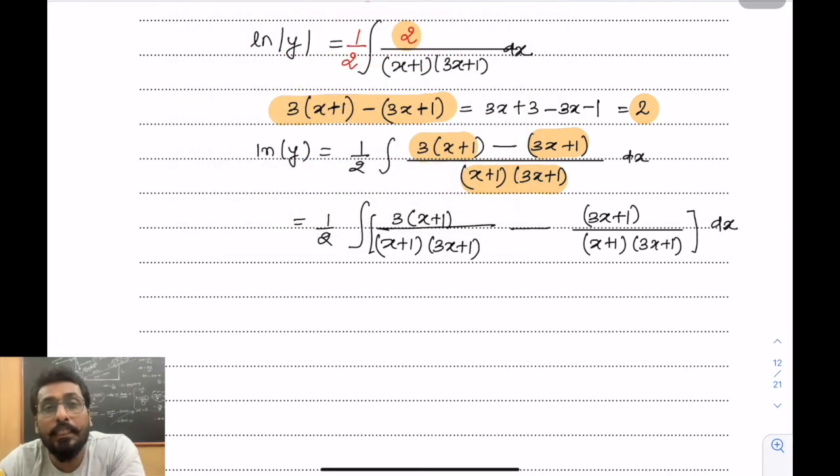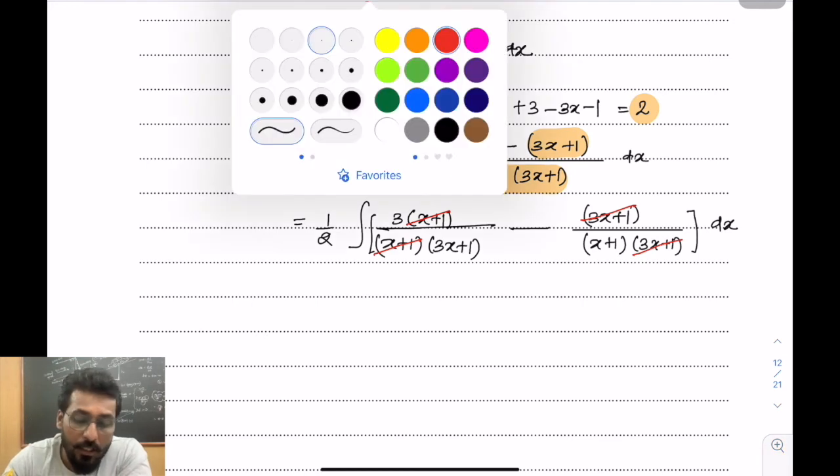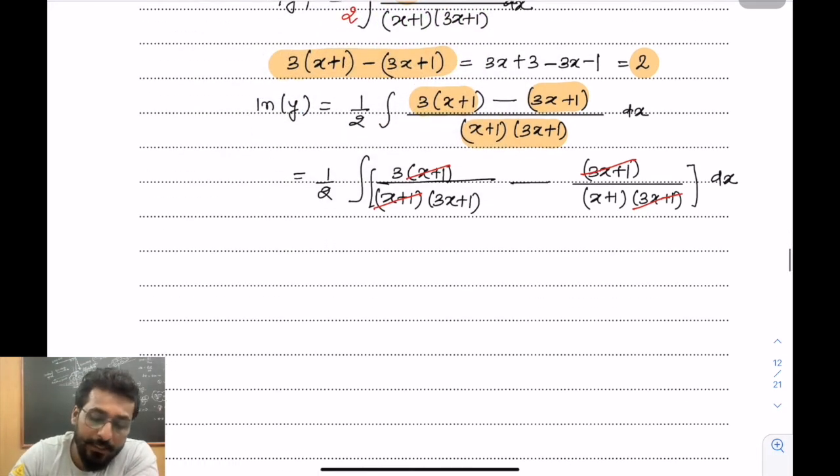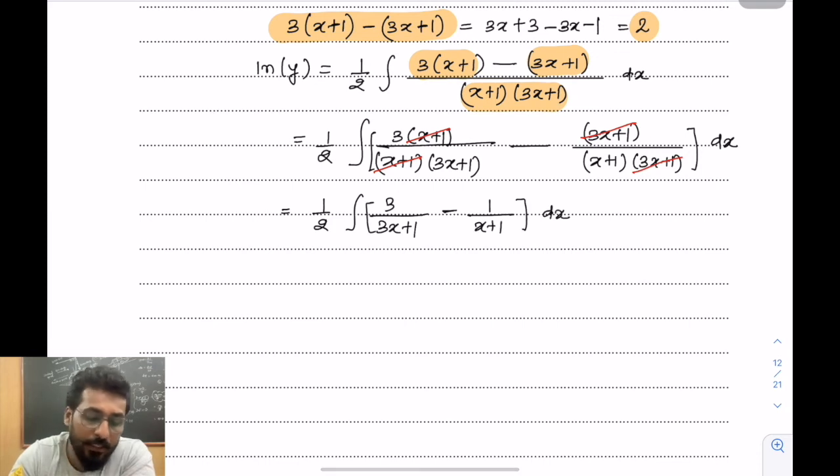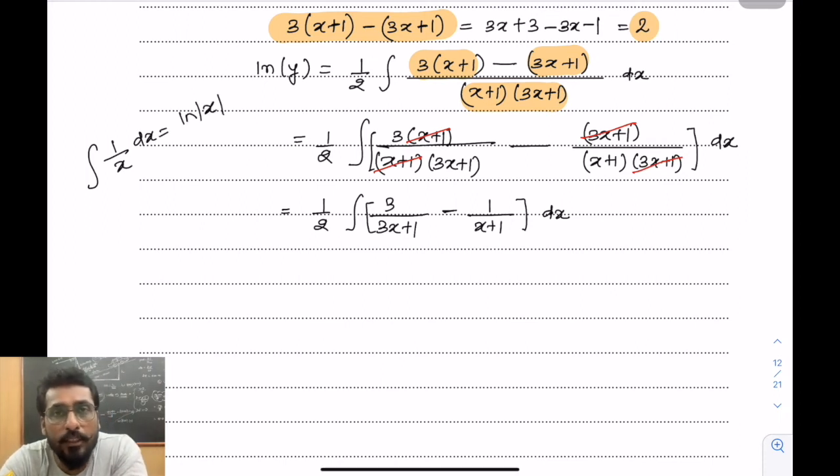So you are going to see similar terms in the numerator and the denominator. There is x plus 1 and x plus 1, that will get cancelled. There is 3x plus 1 and 3x plus 1, that will also get cancelled, right, students? So my next step is going to be 1 upon 2 integration of 3 divided by 3x plus 1 minus 1 divided by x plus 1 and dx. Now what's the integration of 1 upon x, students? It's ln of x. I want you to remember your formulas, right, students?